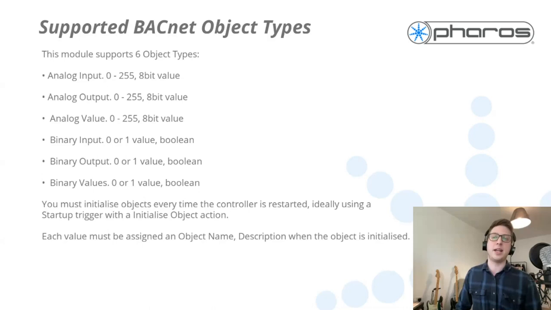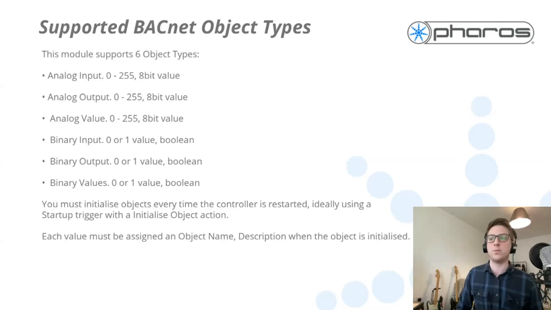One thing that's really, really important when you're using BACnet, though, is that you must initialize any objects that you wish to use on startup. Really important. I'm going to show you how to do that in a little while, but you have to do that with BACnet as opposed to Modbus. Again, it's just how the protocol works. And also, each value that you initialize needs an object name description when it has been initialized. Again, I'm going to show you that in a little while.